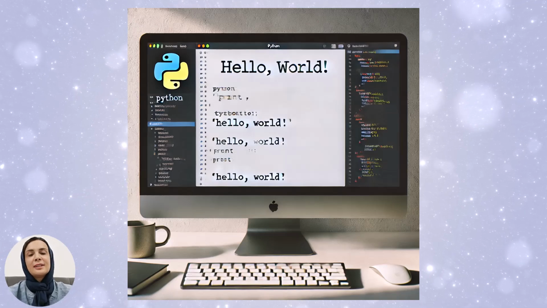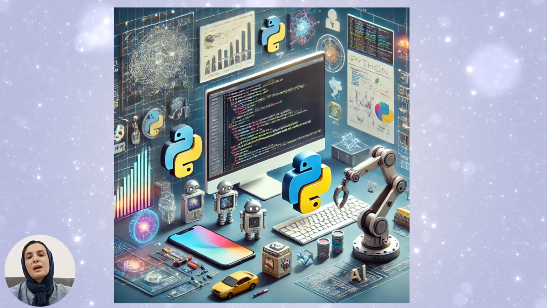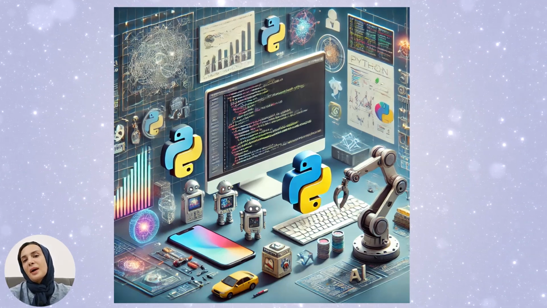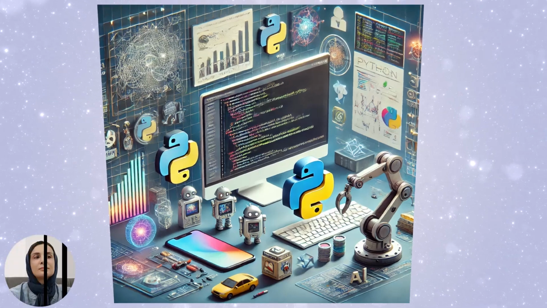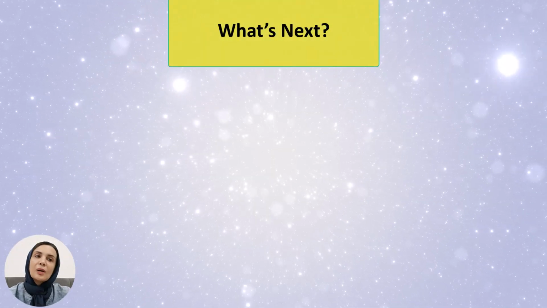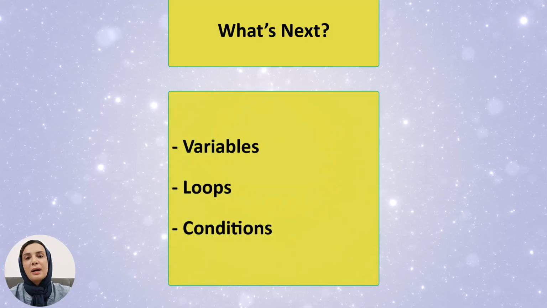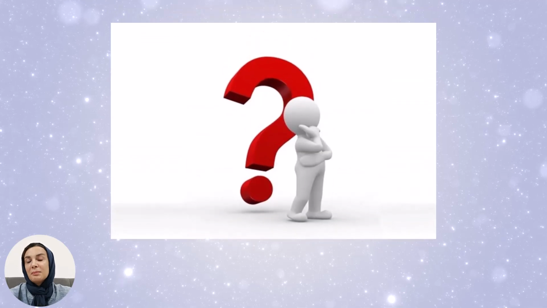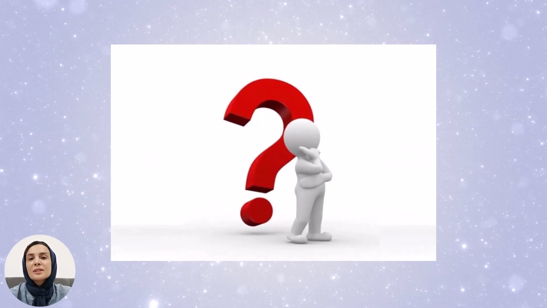That's all for today. We installed Python and VS Code, set it up for Python, and wrote our first Python program and ran it. In the next video, we'll start learning more about variables, conditions, and loops. Remember, if you have any questions, feel free to ask me. We'll go step by step.